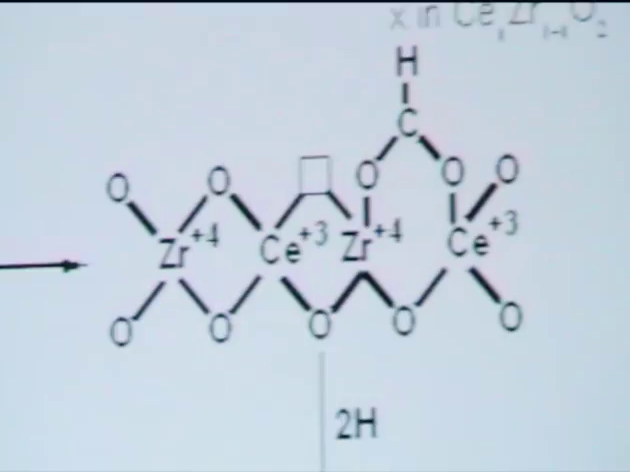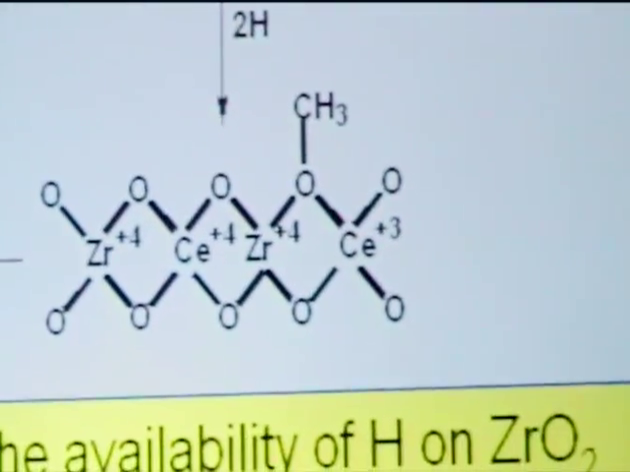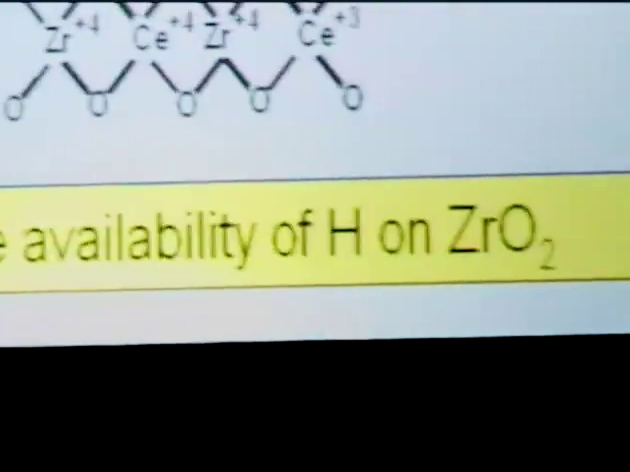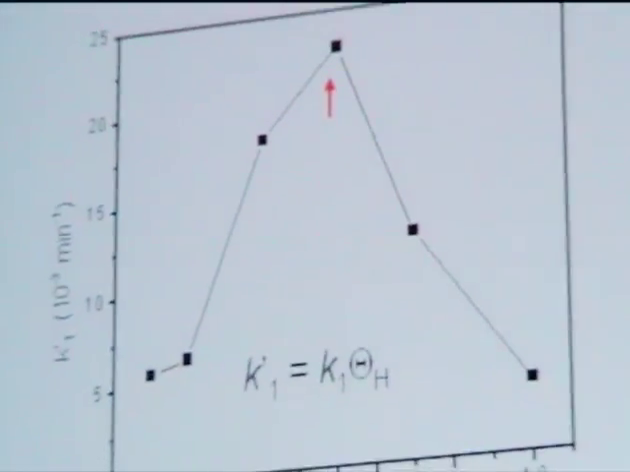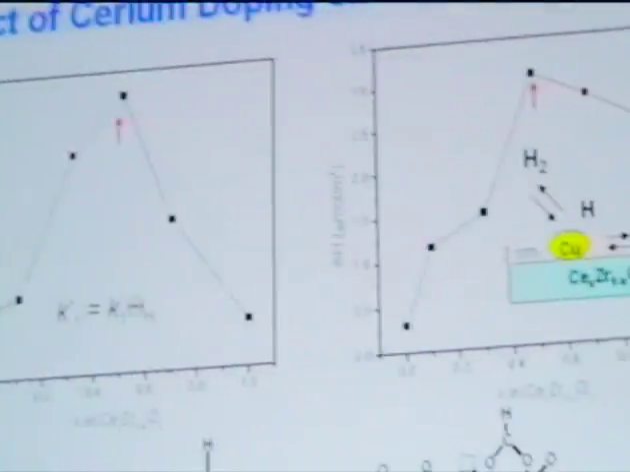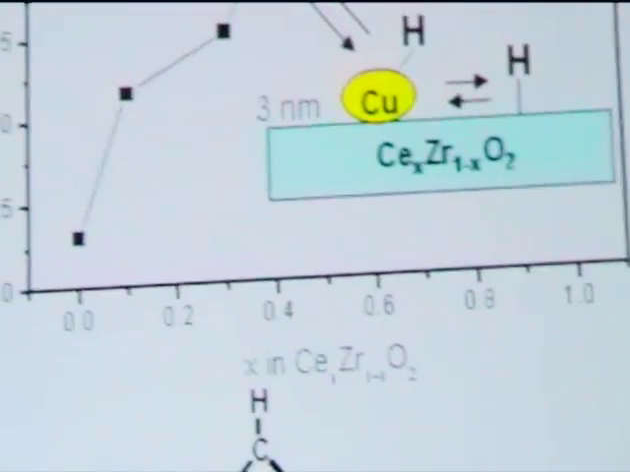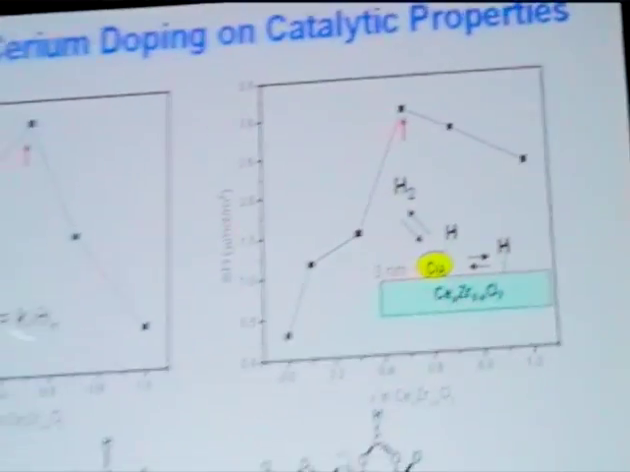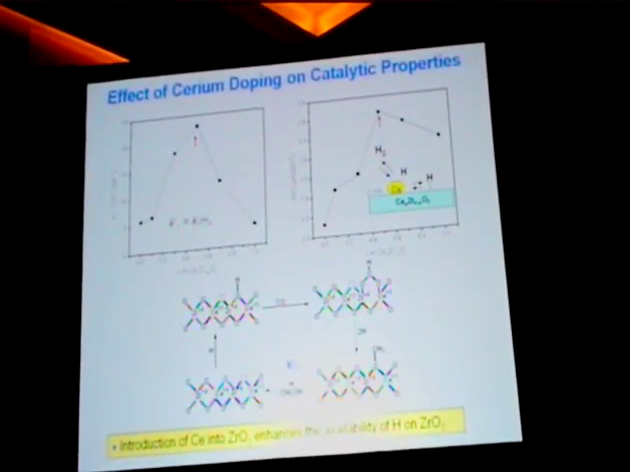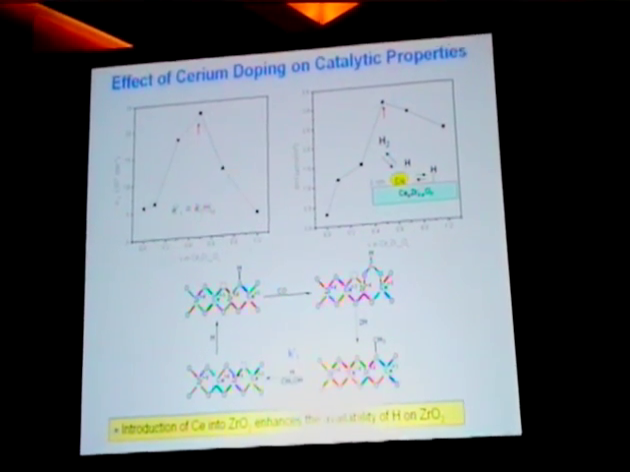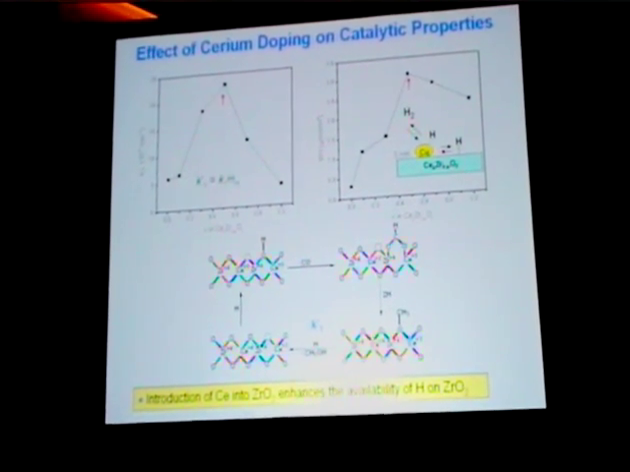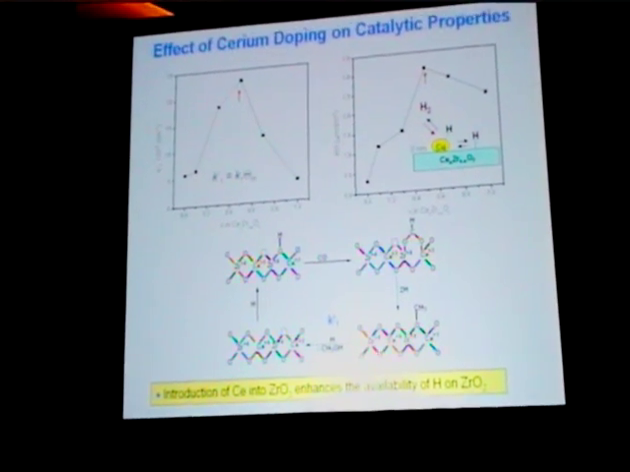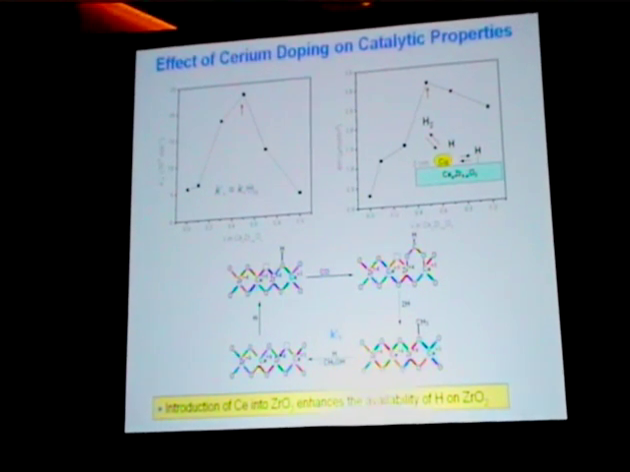Here we plot the apparent rate coefficient for that last step of making methanol, it's this step over here in the cycle, versus the cerium content. You notice that goes through a peak. And that is not exactly like the peak in the hydrogen adsorption capacity, but it's similar. So it's suggestive that what is changing here as we go from here to here is the hidden variable, which is the coverage by hydrogen. That's a large part of it. And here we propose a little cycle to explain how cerium 3 gets involved, it gets reoxidized to cerium 4, and then we go around this redox cycle on the way to making methanol.